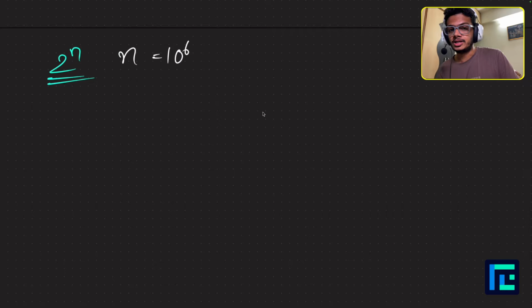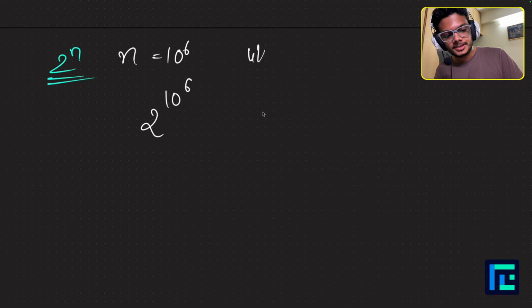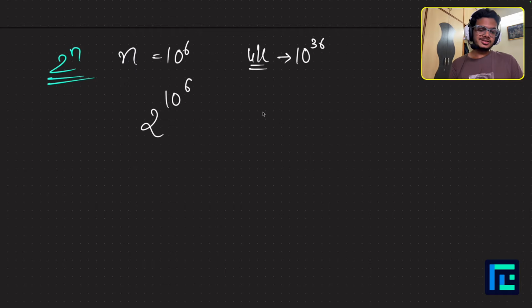See, what happens is n's range: n can be as high as 10 power 6, or 1e6. So 2 power n can be as high as 2 power 10 power 6, right? If you know the largest number that you can have, the largest number you will get will be from unsigned long, right? The largest number that you can store will be from unsigned long, which turns out to be somewhere around 10 power 36. Now how do you convert this 10 power 36 to a power of 2? Because I want to check whether this number is less than 10 power 36 or not.